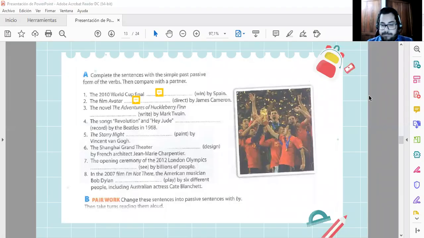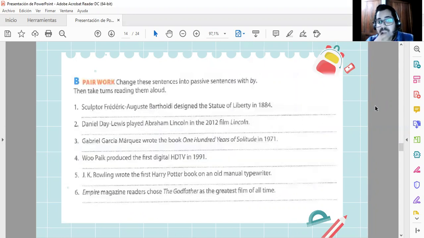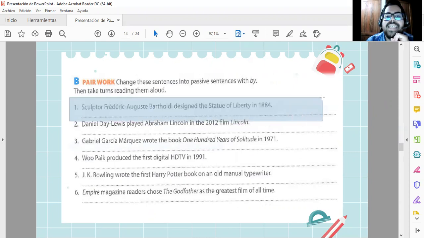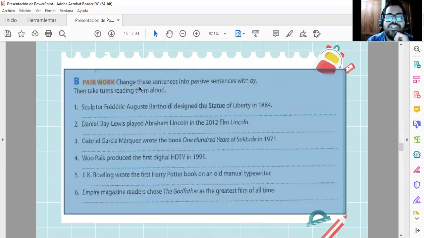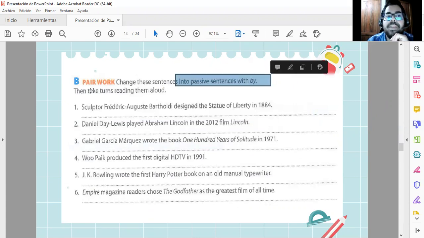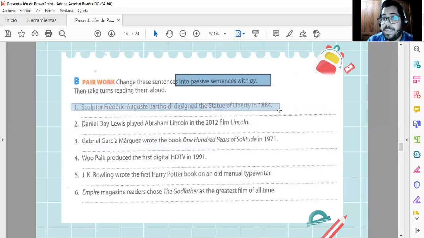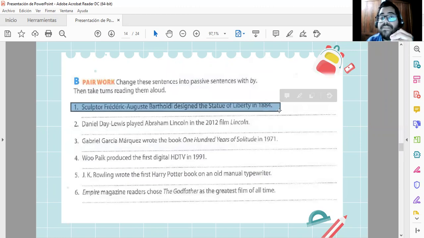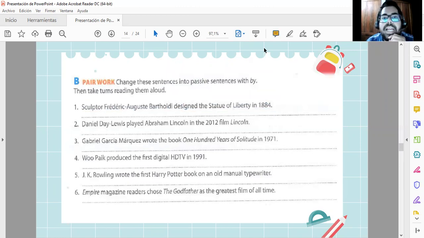Okay, guys, so you pause the video, and over here, take a look. I have a surprise. I have another practice, guys. But in this practice, we have to change these sentences. Change this sentence into passive sentence with by. So teacher, wait. You are telling me that this sentence is in active voice and we have to change it to passive. Yes, that's right, guys.